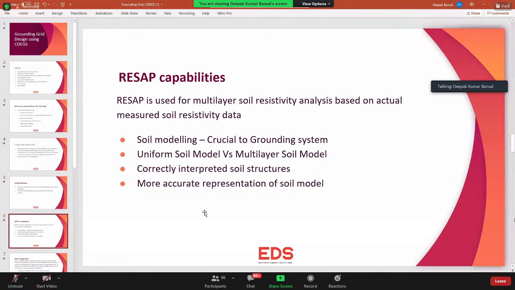So RESAP capabilities: basically, RESAP is used for multi-layer soil resistivity analysis based on actual measured soil resistivity data. So everything depends upon the data which is measured at site. First of all, this data should be very accurate and very precise. Soil modeling, we do soil modeling. It's crucial to the grounding system. Uniform soil model versus multi-layer soil model, that I will show you: how does it impact the overall grid design? Correctly interpreted soil structure gives a more accurate representation of the soil model. These are the capabilities of RESAP.